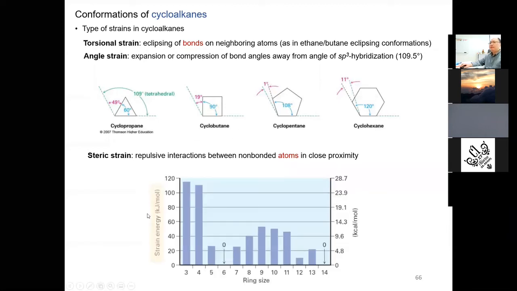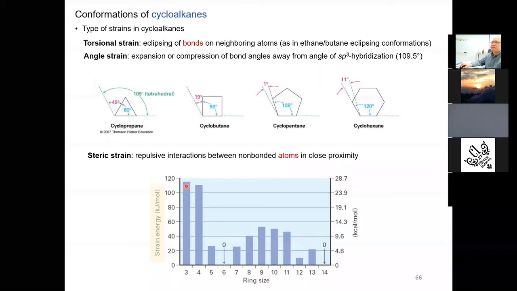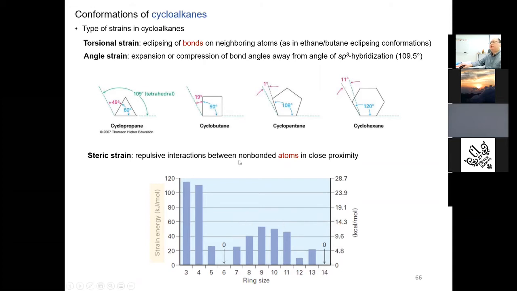Actually, the strain energies of those cycloalkanes are the combined strains of torsional, angle, and steric. You can see the 6-membered ring doesn't have any strain energy, which is really a special case. We will pay a lot of attention to it. The 3-membered and 4-membered rings are very high in energy, 5 is lower, and you don't need to worry about the large rings from 7 to 14 members; these will not be covered or required for this class. So let's go through them one by one.